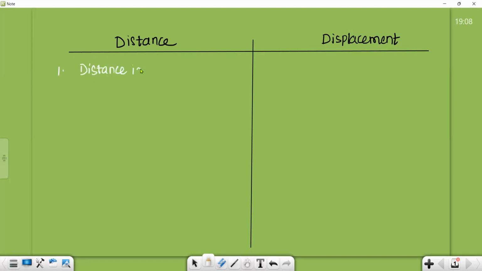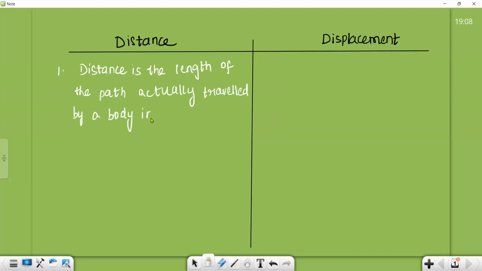Distance is the length of the path actually traveled by a body in any direction. So in any direction, the distance traveled, actually the length traveled by the body, is called distance. Then what about displacement? It is the shortest distance between initial and final position.